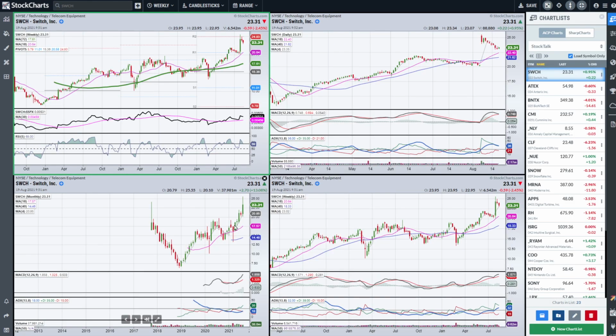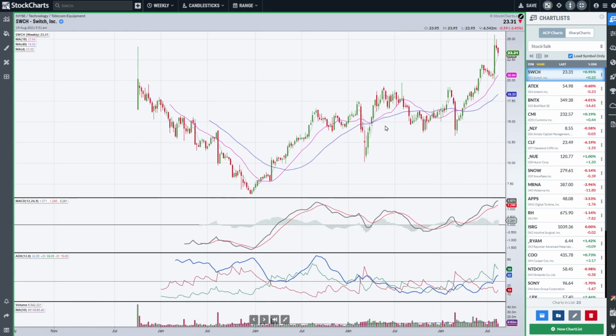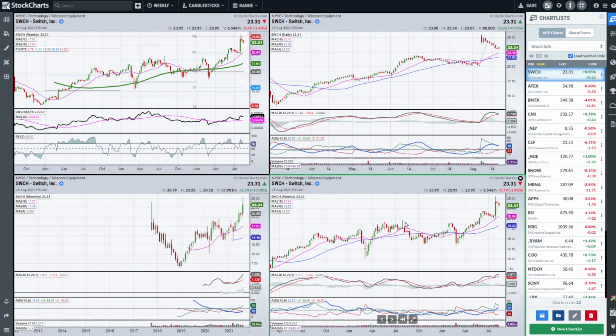Okay, so the first stock we got here is SWCH, Switch Inc. Beautiful setup. If you look at the weekly chart, look at this breakout and pullback, and it pulled right back to the breakout area around 20. Had improving momentum conditions, had a little pinch develop, nice DI lines on both the monthly and the weekly.